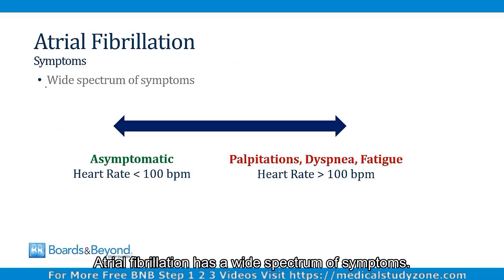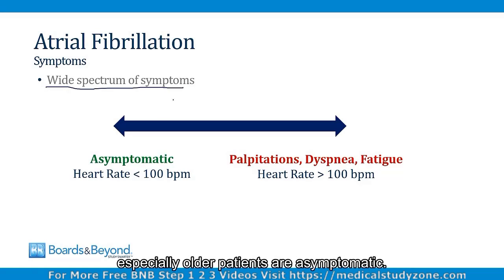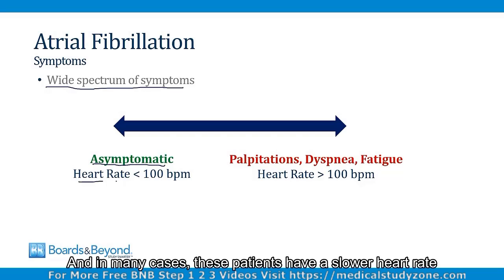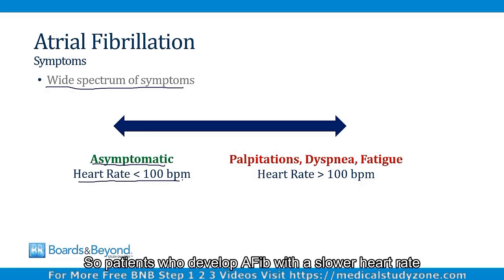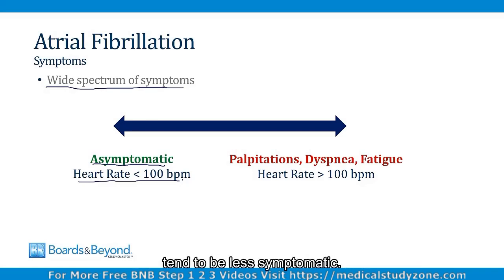Atrial fibrillation has a wide spectrum of symptoms. Many patients with atrial fibrillation, especially older patients, are asymptomatic, and in many cases these patients have a slower heart rate while they're in atrial fibrillation. Part of what causes the symptoms in AFib is the rapid heart rate, so patients who develop AFib with a slower heart rate tend to be less symptomatic.